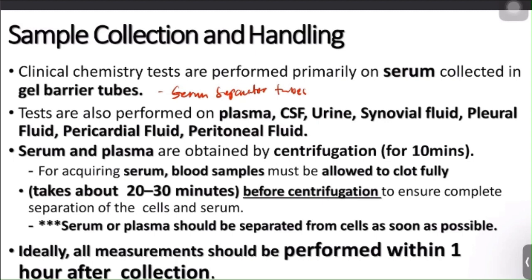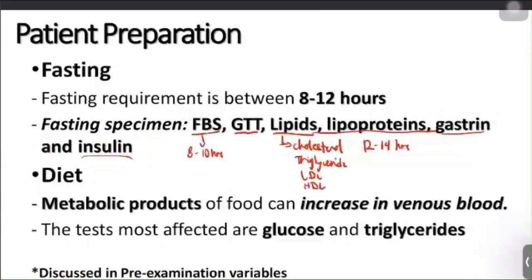Tests are also performed on plasma, CSF, urine, synovial fluid, pleural fluid, pericardial fluid, and peritoneal fluid. These are the other bodily fluids found inside the body. Synovial fluid is your joint fluid. Pleural fluid is the fluid found in the pleura, which encloses your lungs. Pericardial fluid is found in the heart, and peritoneal fluid is inside your abdominal cavity. So, these are pre-examination variables, other than fasting.